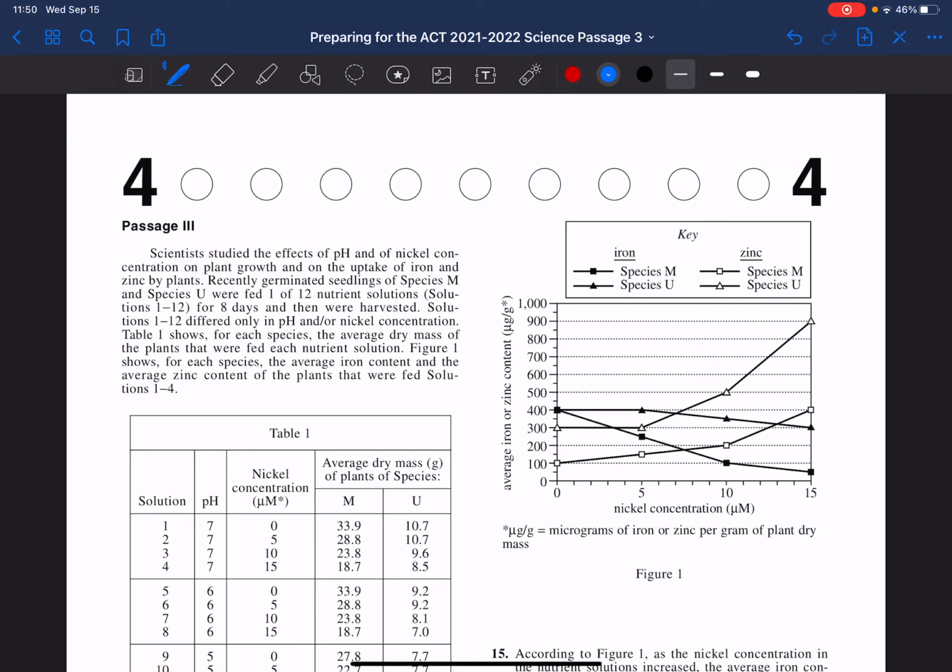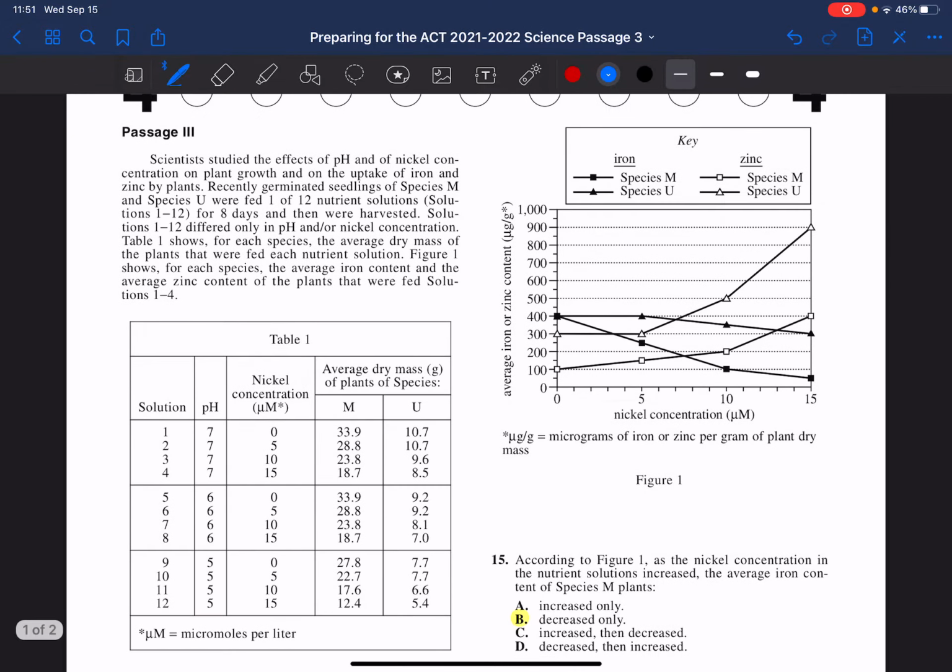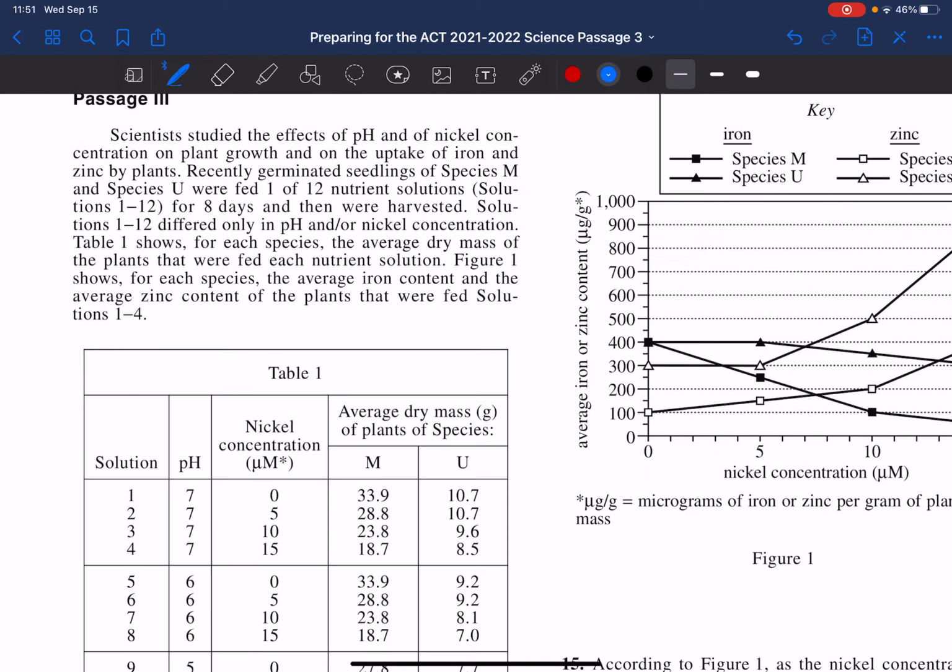This is preparing for the ACT 2021-2022, the science section, passage 3. So in this one, what we're doing is we're looking at an experiment where we're tracking quite a lot of variables here. And so, first off, from the description, it says, we're studying the effects of pH and of nickel concentration. Those are the two experimental variables, or independent variables if you want to use the math term or statistics term. Now, what are the dependent variables?